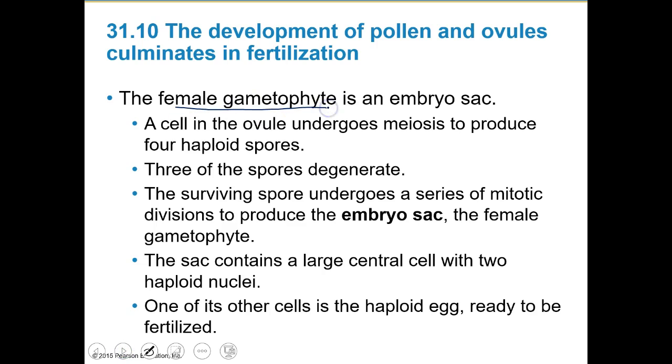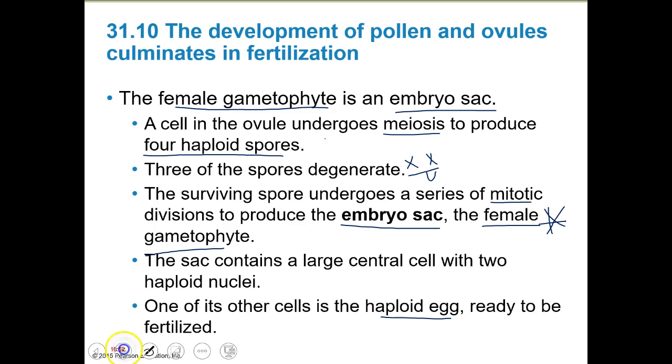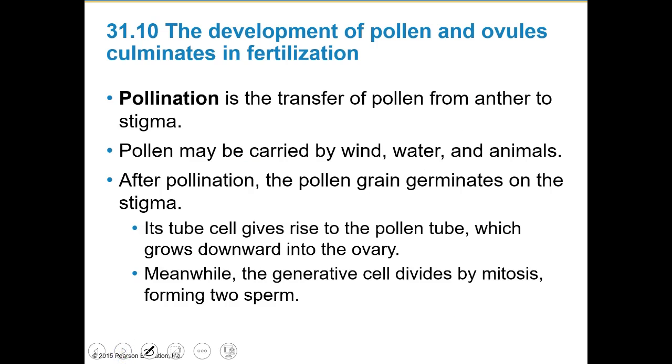A female gametophyte is an embryo sac. So the cell of the ovule undergoes meiosis to produce 4 haploid spores. 3 of the spores will degenerate and just kind of die off. We don't need them. The surviving spore undergoes a mitotic division to produce an embryo sac. That's our female gametophyte. That's the big part to know there, what that gametophyte is. The sac contains a large central cell with 2 haploid nuclei. One of its other cells is a haploid egg ready to be fertilized. So that's the whole thing in words.